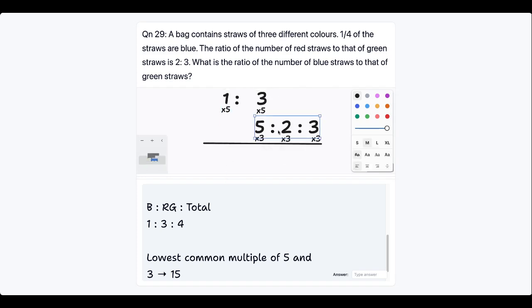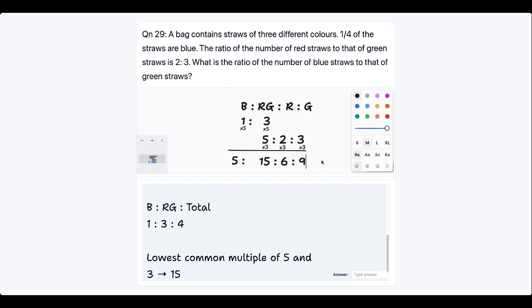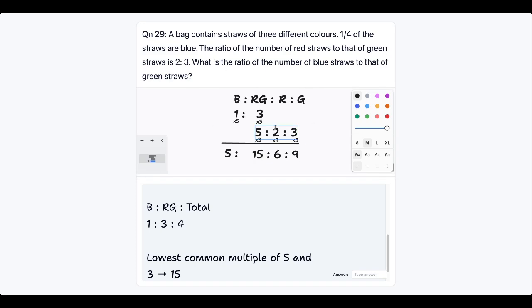So the final one will then be equal to 3 times 5, which is 15. And then 2 times 3 will be 6, and this will be 9. There you go. This is how the whole ratio will look. So what's the ratio of blue straws to green straws? Blue is 5 and green straws is 9. So the answer to this is 5 is to 9.